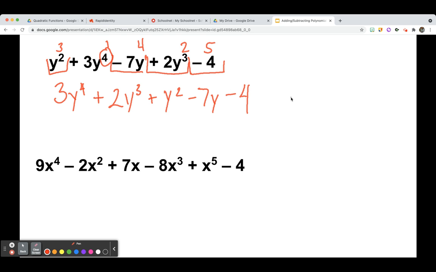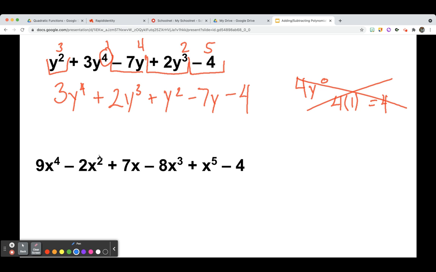Technically, let me blow y'all's mind for a second. The last one is y to the 0 power, because remember, anything raised to the 0 power is 1, and 4 times 1 is equal to 4. So just thought I'd blow your mind there for a second, but we don't necessarily need to worry about why that is the case.